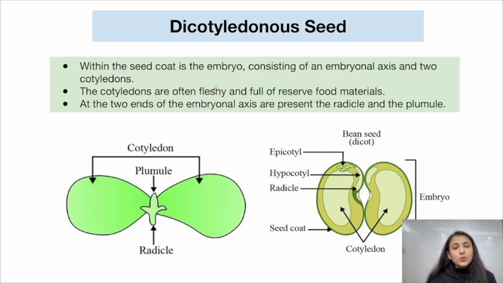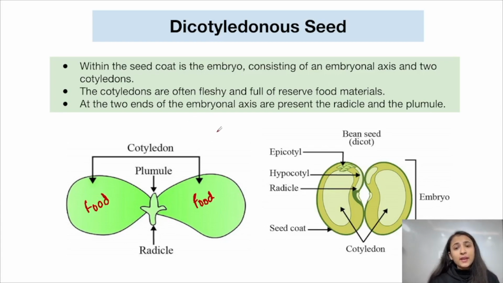Now within the seed coat is the embryo, which consists of an embryonal axis and two cotyledons. If we split open a dicot seed, we will find this embryonal axis. At the top part of the axis is the plumule, at the bottom part is the radicle. Plumule is responsible for giving rise to the shoots and radicle is responsible for giving rise to the roots. And then these two cotyledons are present. These cotyledons are fleshy and full of reserve food materials, for nourishing the embryo at the time of seed germination. The embryo needs nutrition, right? So the cotyledon provides this nutrition to the developing embryo.